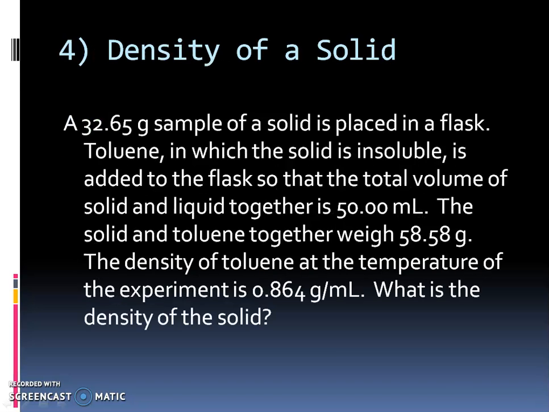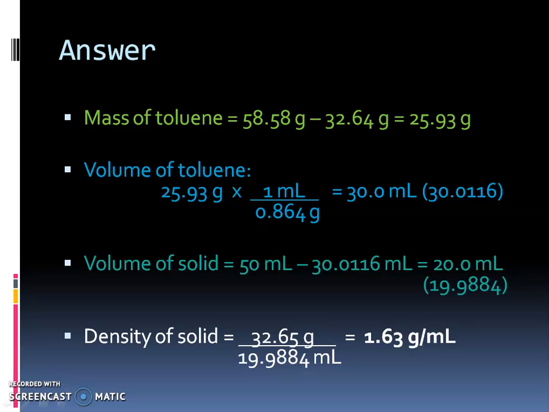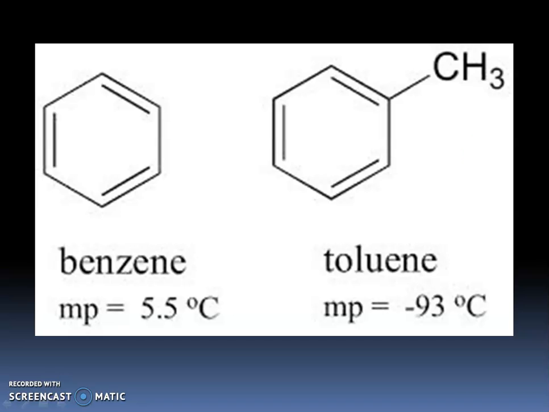4, and your answer. And I just wanted to show you what benzene looks like. You remember what benzene looks like in your chapter 24, and this is toluene. So basically it's benzene with a methyl group attached to it.